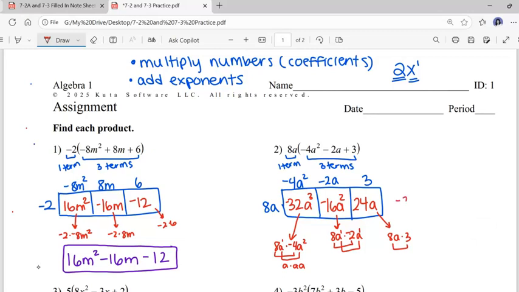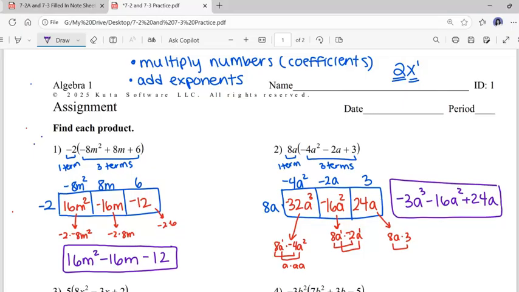So the final answer for this problem, I should change my color, is adding all those terms together, and that is my solution. I cannot combine anything together. There's nothing that has the exact same variable and the exact same exponent, so that's all that I have.